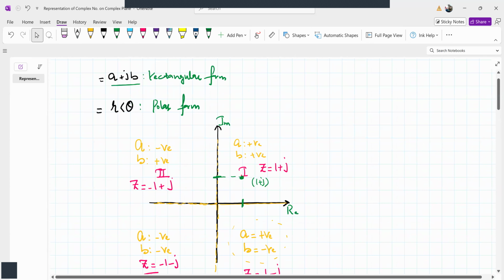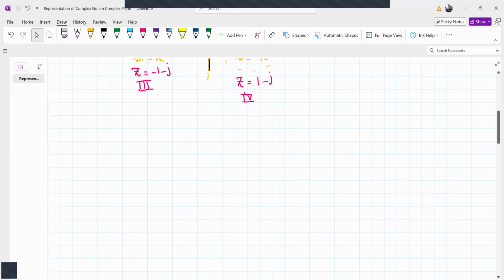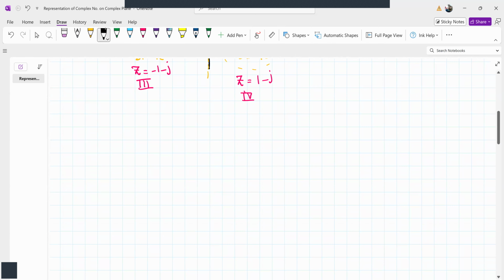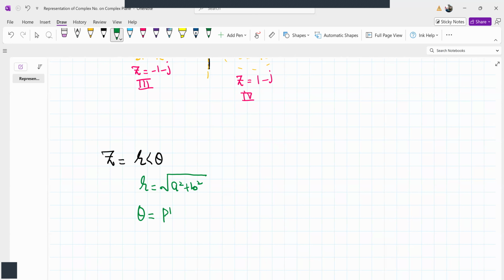We can also use the polar form. The polar form of this complex number is r at an angle of theta, where r is called the magnitude, and r is related to the rectangular components as the square root of a squared plus b squared. And theta, that's very, very important, is called the phase of this complex number.